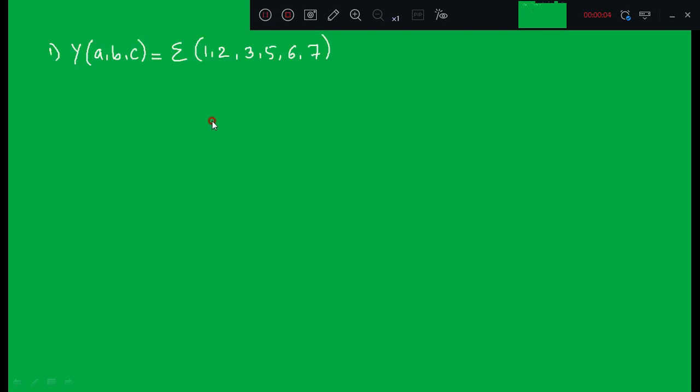So let us take the first example on the QM method. Obtain the simplified Boolean expression for this function using the QM method.